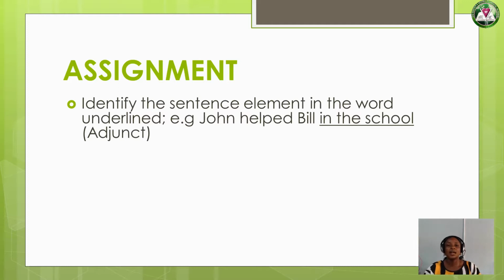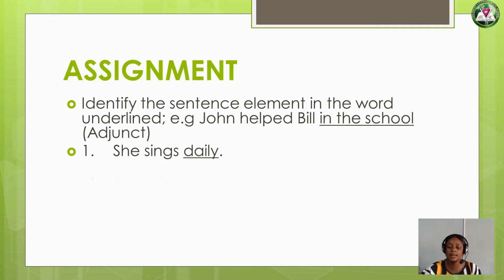Now, our assignment: identify the sentence elements in the words underlined. So we have, John helped Bill in the school. I've used that as an example. In the school is adjunct. That's an adverb of place. So you're now going to do the remaining five.